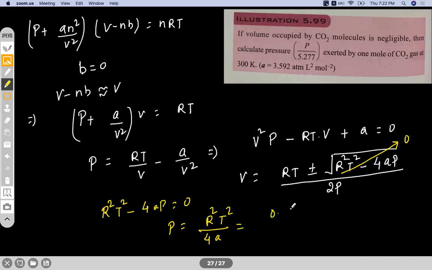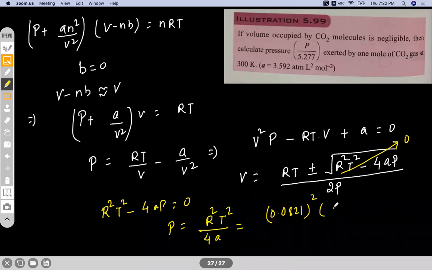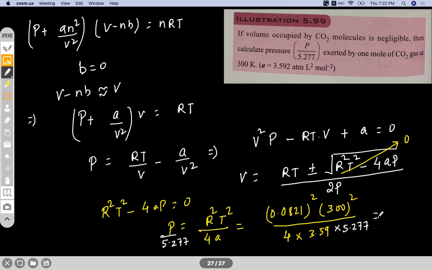Value of P: R is 0.0821, so 0.0821 square, into T is given 300 square, divided by 4A, value is given 3.59. You can assume this as 3.6. The question is P divided by 5.277. So this into 5.277. What is this value you are getting? You can use a calculator if you want.